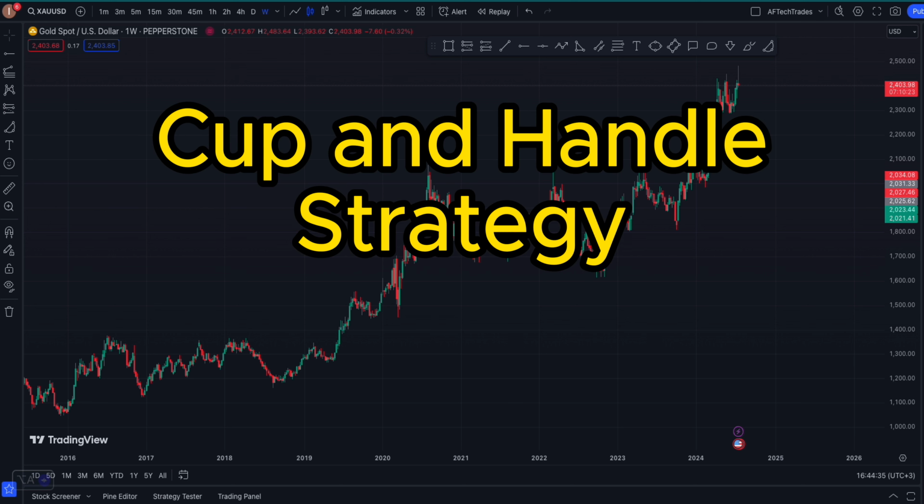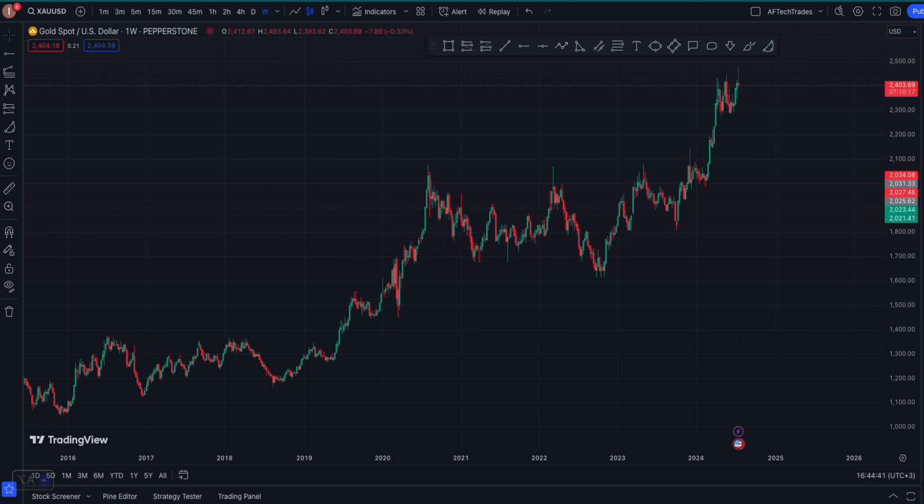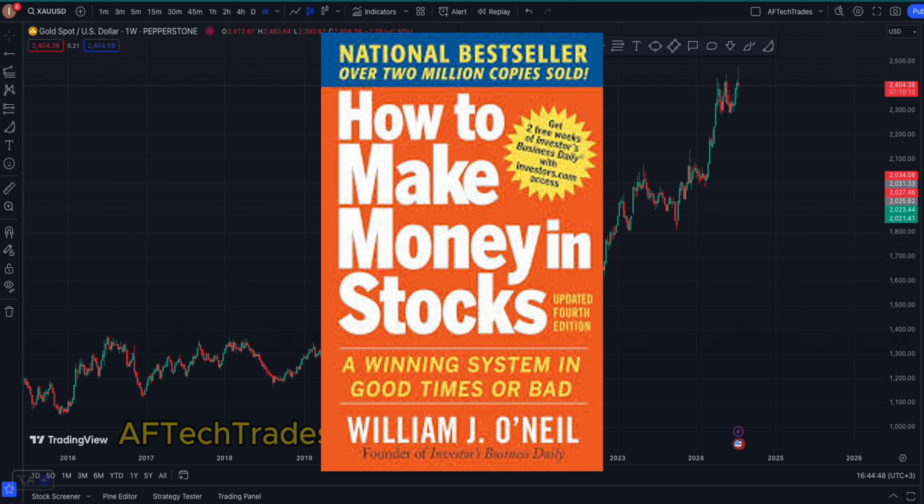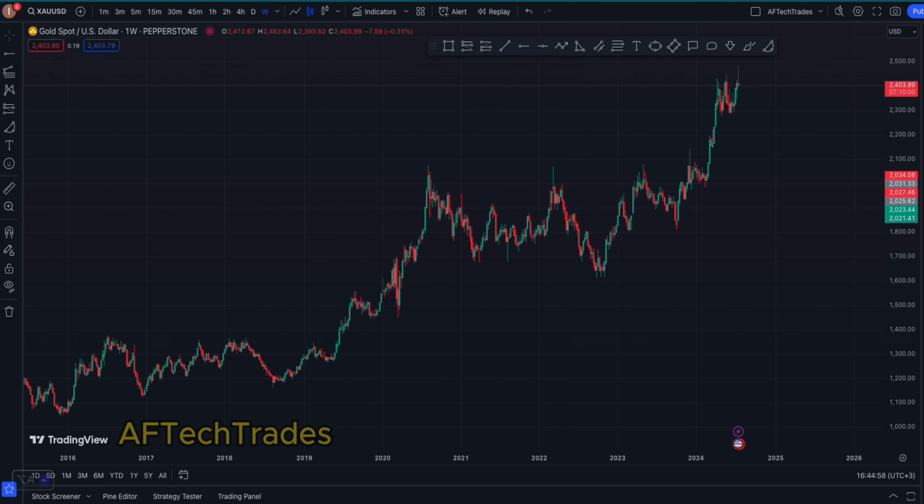Here is a quick guide on how to use the cup and handle chart formation in Forex trading. The strategy was popularized by William J. O'Neill in his book How to Make Money in Stocks. However, this pattern can also be used in Forex trading charts. The most important thing is to understand the basics, then follow the rules and apply it, and you make more returns on your trading.